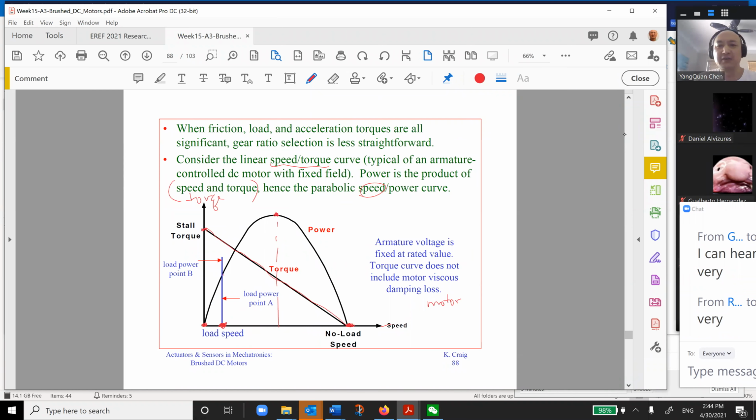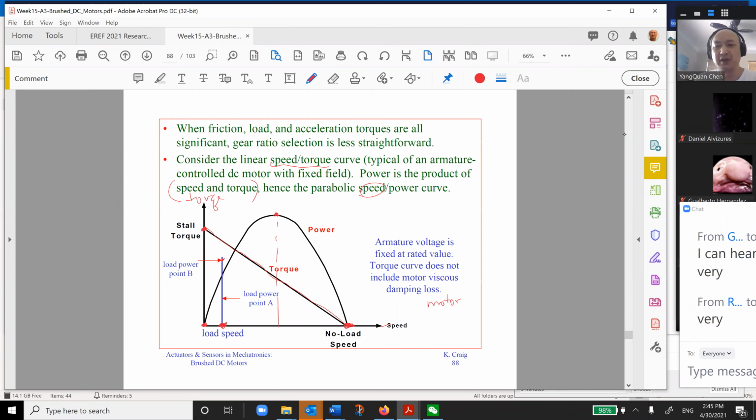Especially when you have a linear speed torque curve like this. So if you don't have a load, your speed can be high, okay? If you have a very large torque, then your motor simply cannot make it turn. You got stuck in there. So it's called stall torque. Usually your system will work on this load power point B.